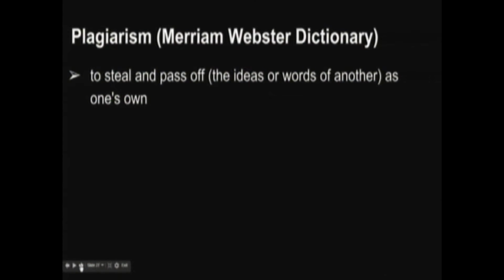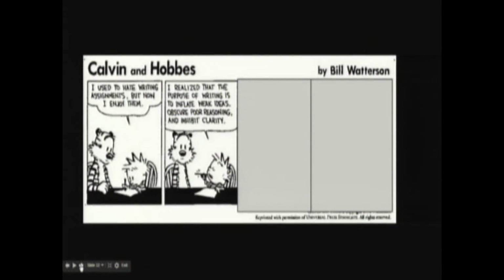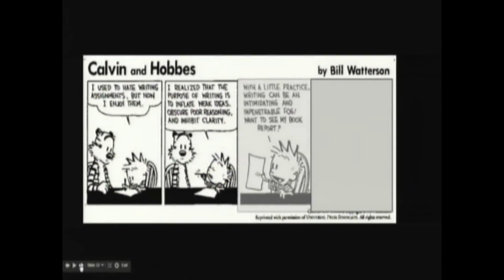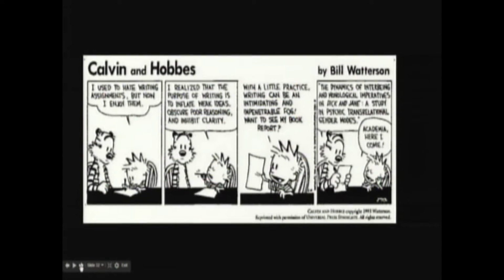Plagiarism is to steal and pass off the ideas. Complicated sentences makes you sound smarter. Actually, it's the opposite. You want to avoid complicated language. You want to make things simple. He says, with a little practice, writing can be an intimidating and impenetrable fog. Want to see my book report? And then he talks about his book report, which is a very long, complicated title for a simple nursery rhyme. And this is exactly what you shouldn't be doing. What they're doing here is making fun of the point that some people feel you have to have complicated, inflated language. No, it should be simple to the point.